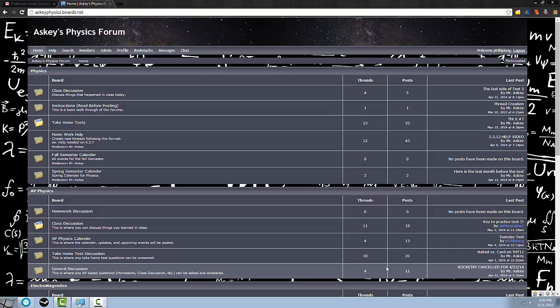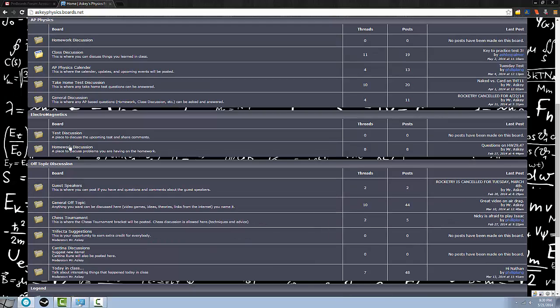Now that you're all signed up, the next part of this tutorial is going to be how to set up, or how to start posting. As you can see, they're labeled right here. This one's labeled physics, this one's labeled AP physics, and then there's one labeled electromagnetics. This one, only a few people are going to be on here.